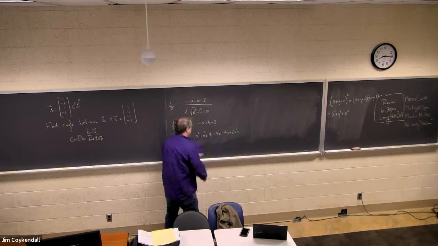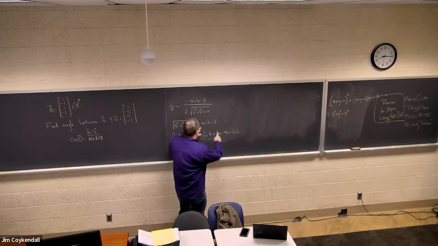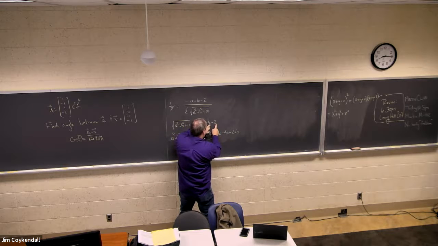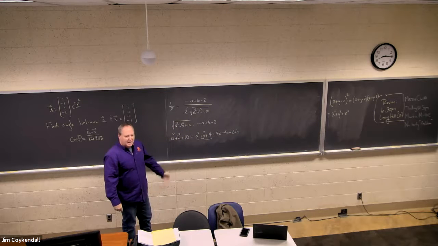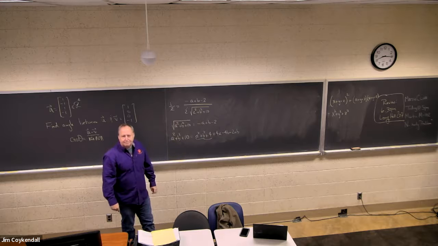Square it, square it, square it. That's these three right here. Multiply these two, and there's 2 of them. Multiply these two, and there's 2 of them. Multiply these two, and there's 2 of them. Okay. That's the quick way, but of course, you can get on your bulldozer and multiply it out.